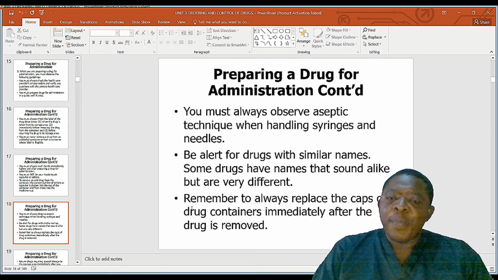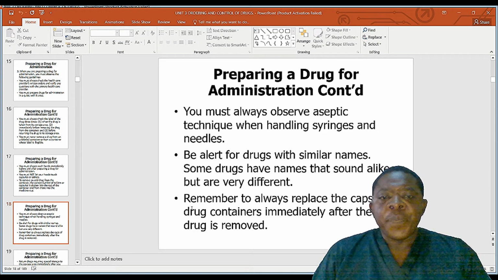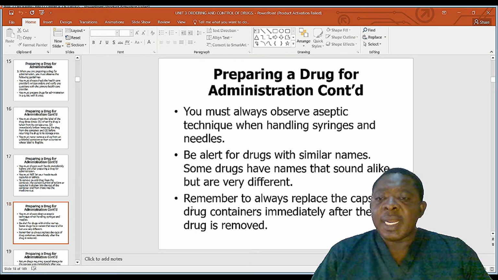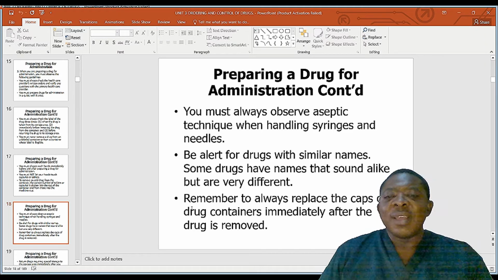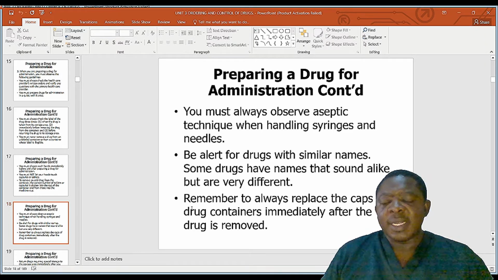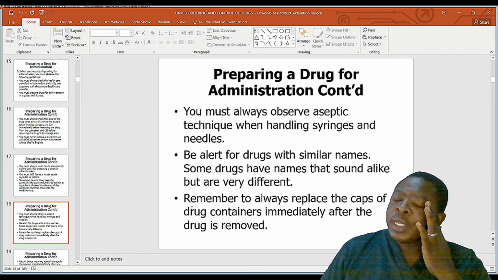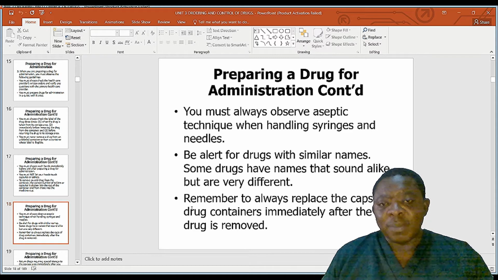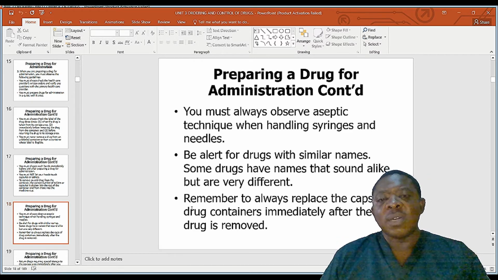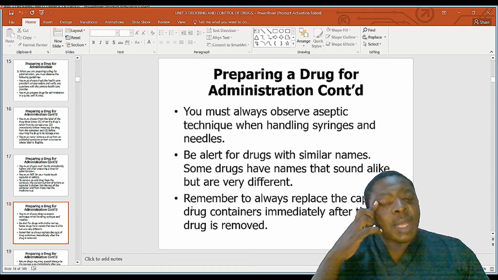So remember to always replace the caps of drug containers immediately after the drug is removed. This is to avoid air reacting with the drug. It may affect the drug. So avoid keeping the container open for some time, because the oxygen within the air may react with the drug and cause the drug to start disintegrating. So that is very important.